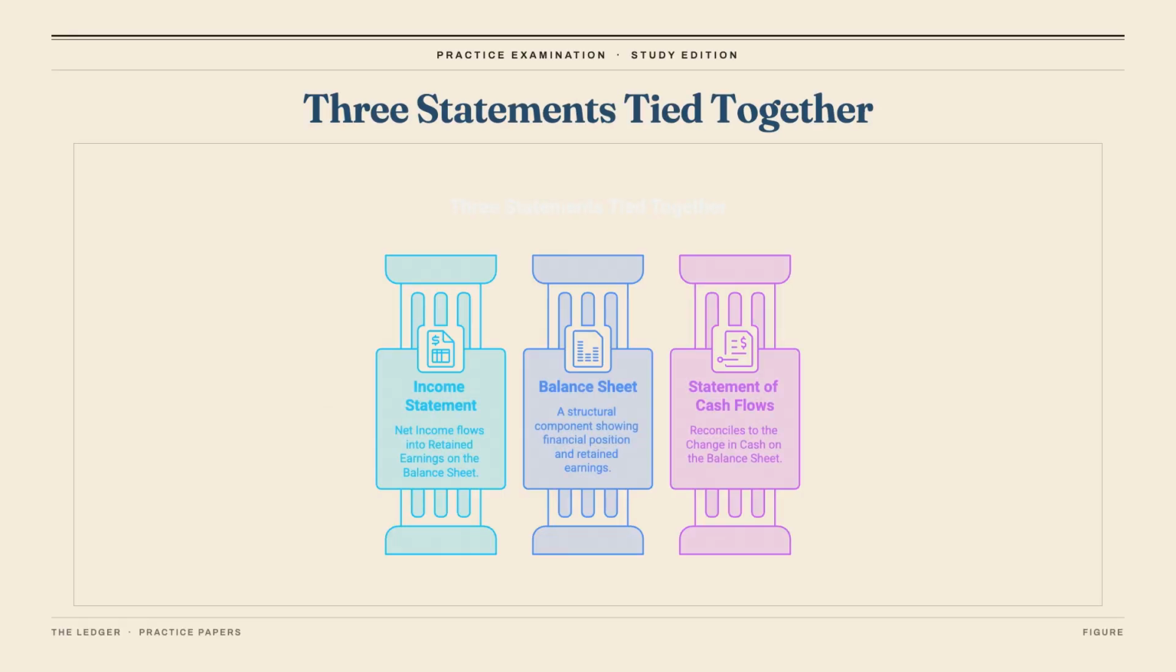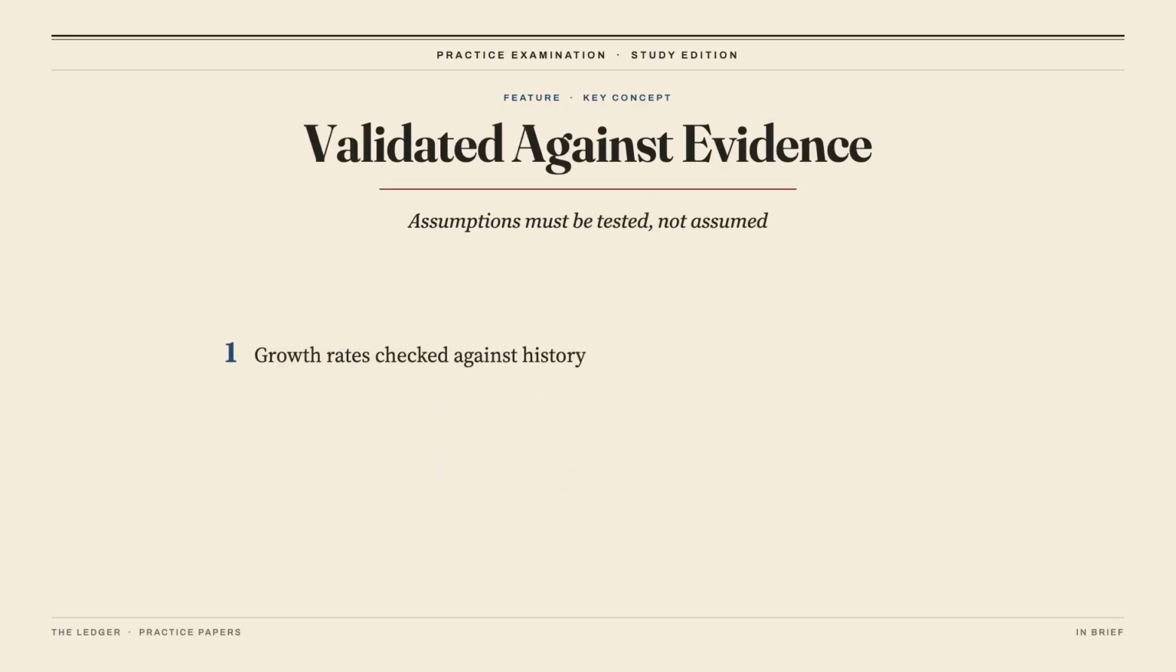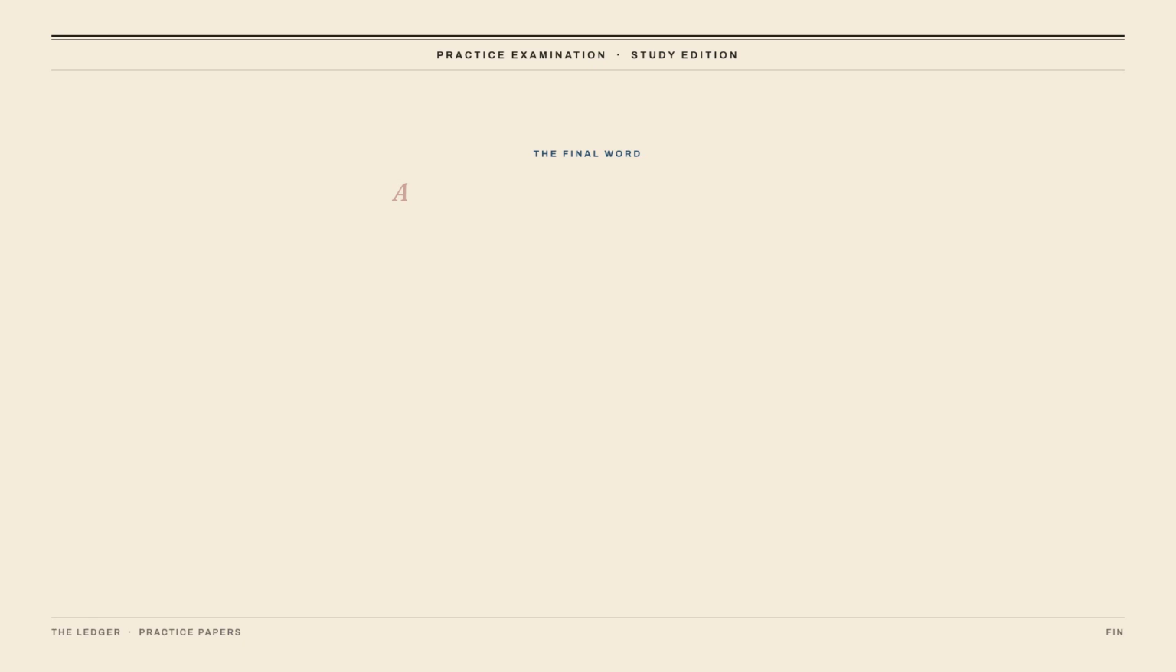Comprehensive means covering the whole business, operating, investing, and financing activities, producing a full income statement, balance sheet, and cash flow statement. Internally consistent means those statements tie together. The balance sheet balances, cash flows reconcile, and net income flows into retained earnings. Validated means the assumptions have been checked against evidence rather than accepted on faith, comparing growth rates, margins, and turnover ratios to the company's own history and to comparable firms. An assumption that looks reasonable alone can fail once measured against real performance.